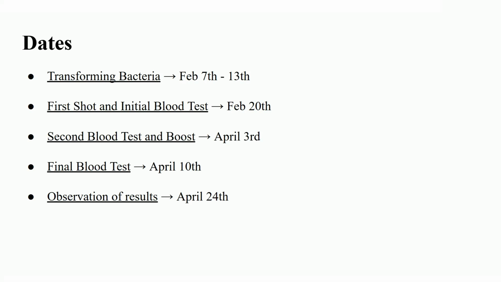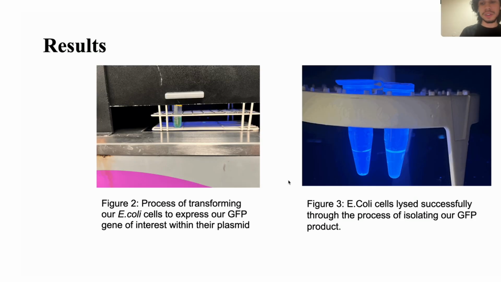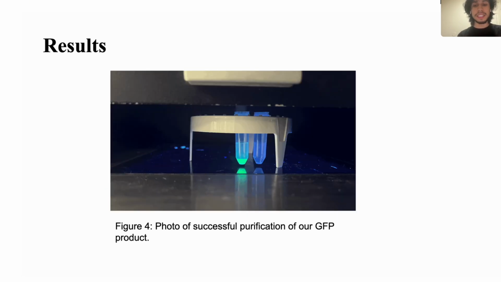We got to have our results observed on April 24th. So going into our results, our figure 2 showcases our process of transforming the E. coli cells. Essentially, this just showcases that our E. coli did pick up the plasmid, and it was able to integrate it within itself, and it's essentially expressing our gene of interest. Our figure 3 then showcases that we successfully lysed our cells in order to isolate our GFP product. Our figure 4 is our specific photo of our successful purification.